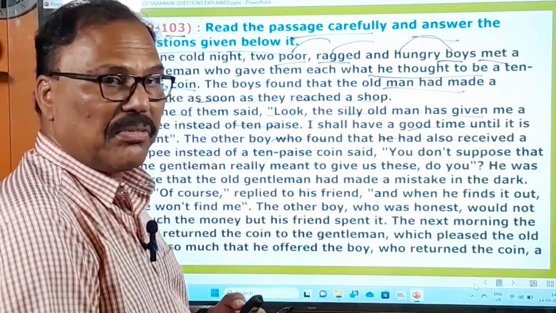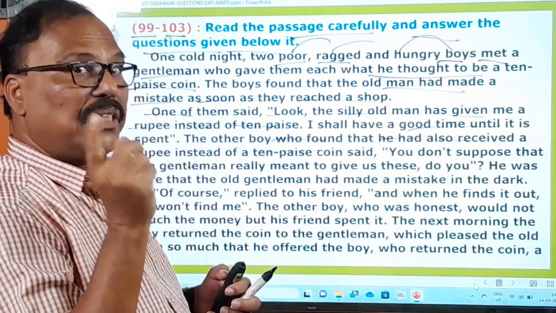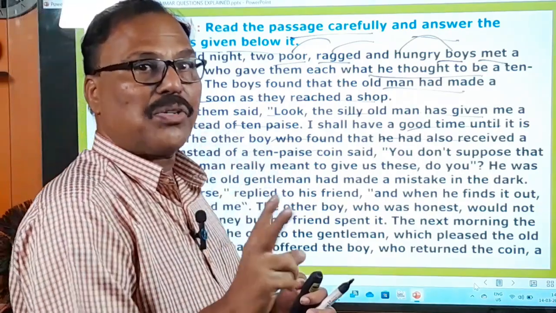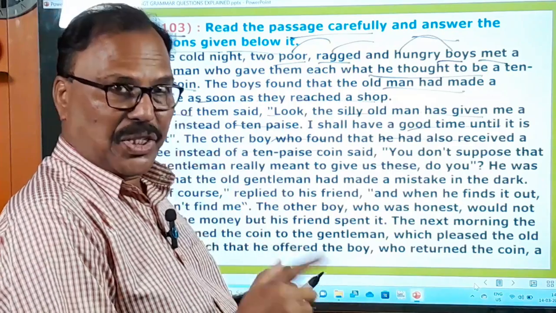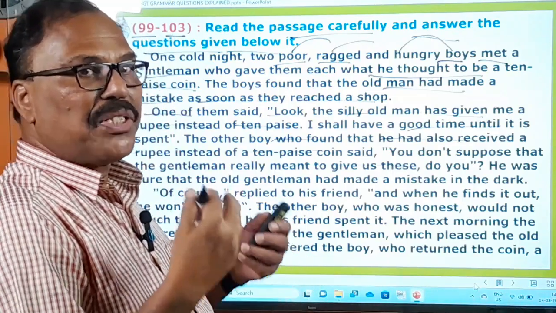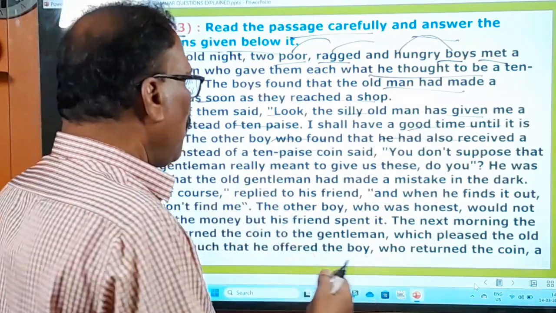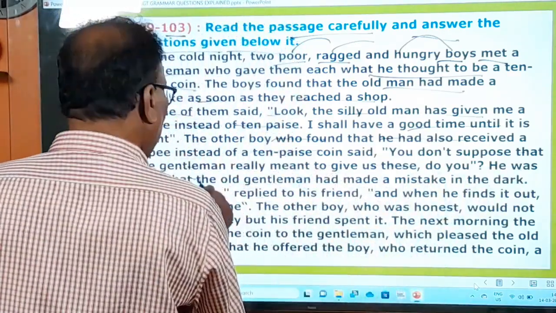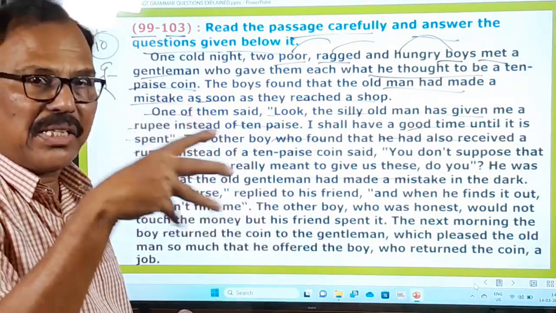And he was very thoughtful, and he was saying, no, the gentleman actually wanted to give us only 10 paise, but by mistake he gave us 1 rupee each, and that is the mistake on the part of that man. By mistake he has given us. So he was sure that the old gentleman had made a mistake in the dark. In the dark he had made this kind of mistake.